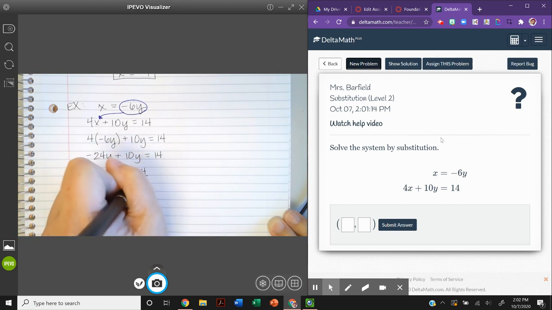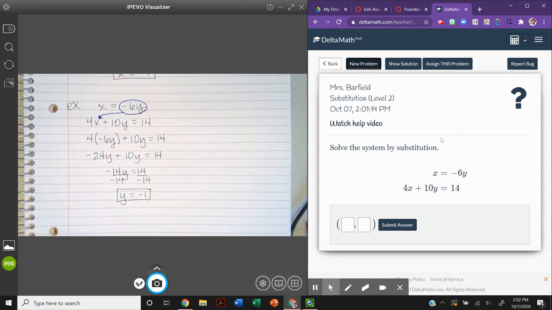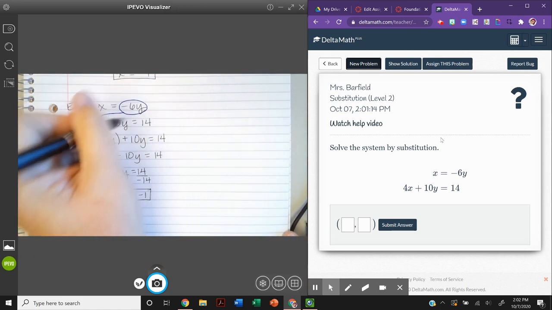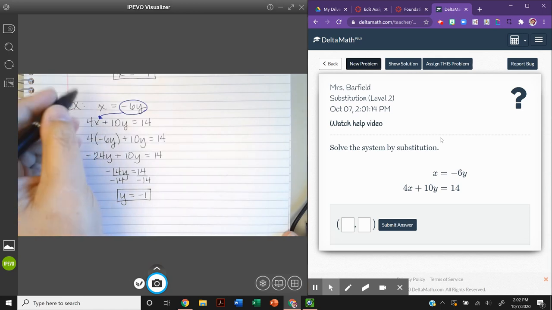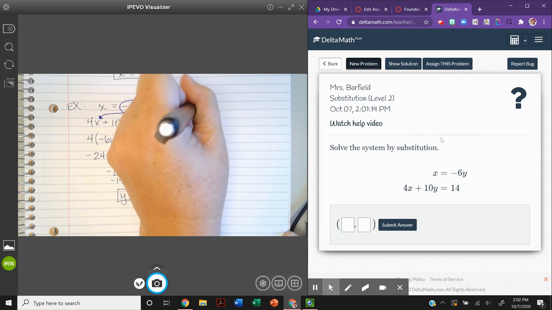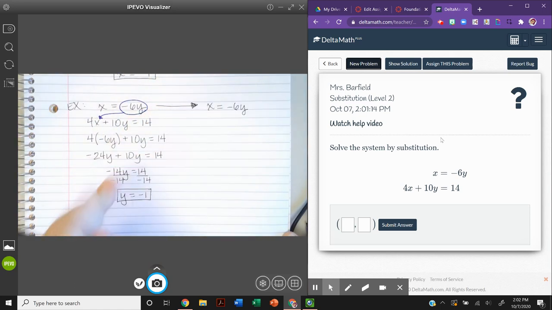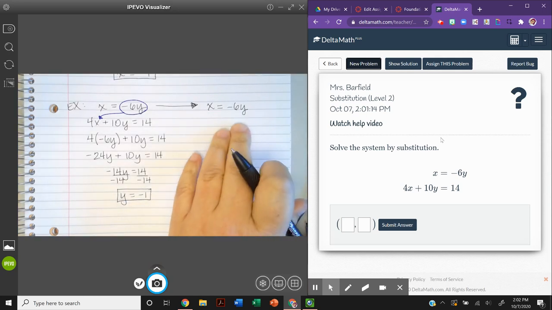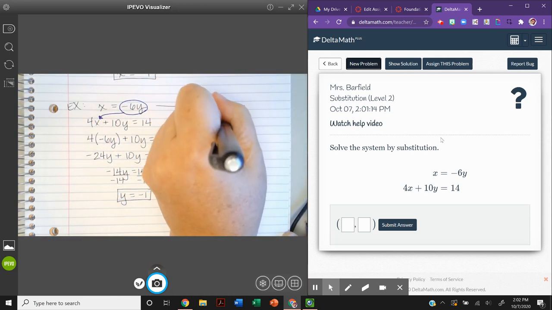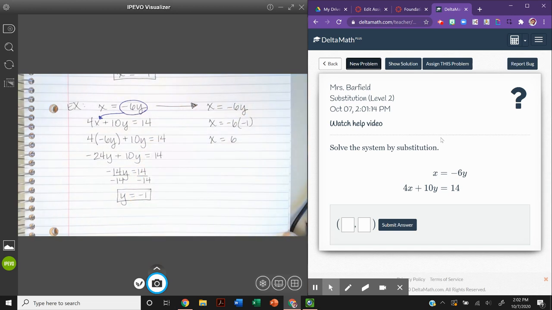Divide by negative 14. I get y equals negative 1. Again, I'm not done. I'm going to take y equals negative 1 and plug it into whichever of my original equations is easiest. The top one's probably the easiest. So I know x equals negative 6y. I now know y equals negative 1. So I'm going to put negative 1 up here. So x equals negative 6 times negative 1. So x equals 6.